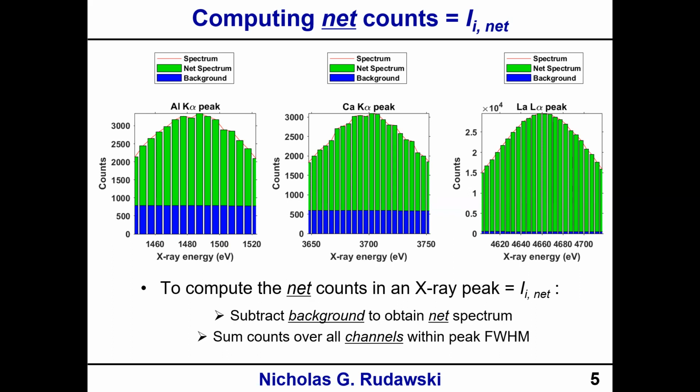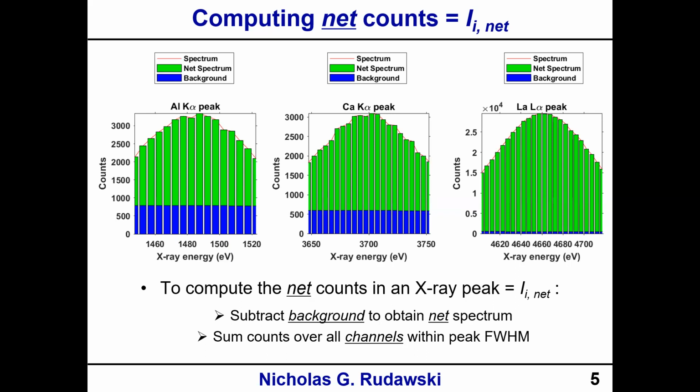So you can see pretty clearly looking at all of these the peak of the net spectrum, and then if you take half of that, that's where the plots end, as far as the left to right range. And then what we're doing is summing the counts over all the channels that fall within the full width half max of the peak.